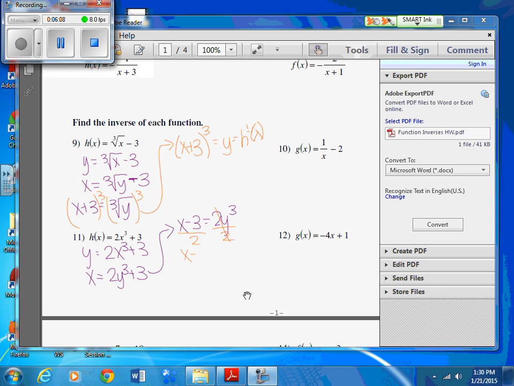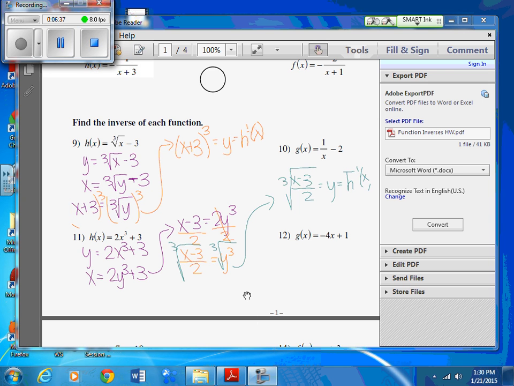So I have x minus 3 over 2 equal to y cubed. And now I can take care of my exponent. And to undo a cube, you take the cube root, or the 1/3 power. It means the same thing. So I have the cube root of x minus 3 over 2, which is equal to y, which is my inverse function. Alrighty.